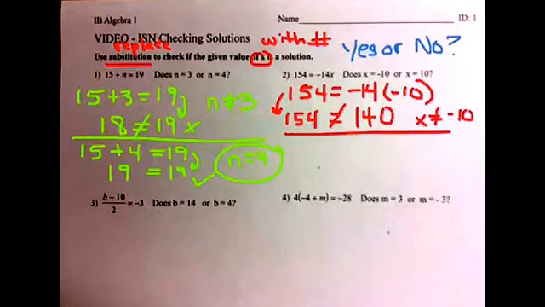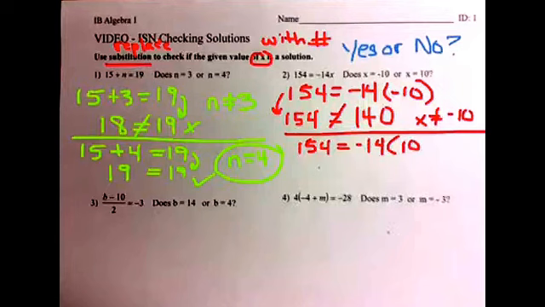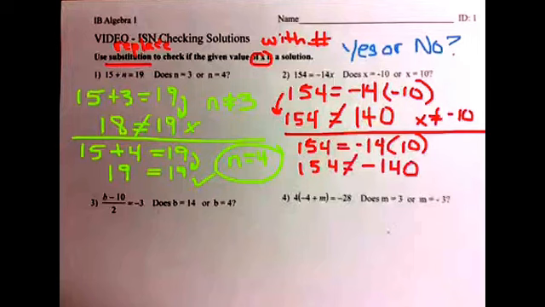But I got to check the other one to see if that one works. So 154 equals negative 14 times positive 10. That is going to be a negative number. 14 times 10 is 140, so it's negative 140. Those aren't equal either, so x does not equal 10 either. So this one isn't either.